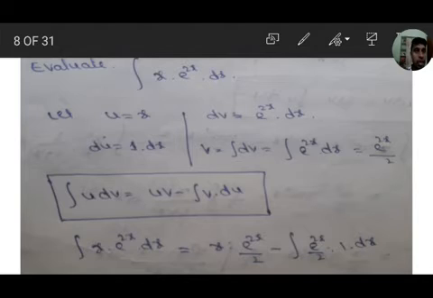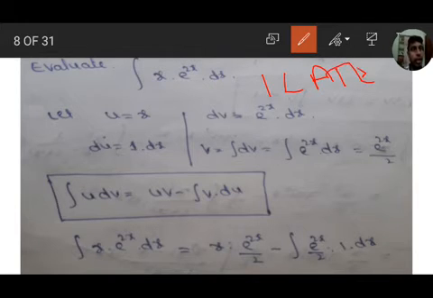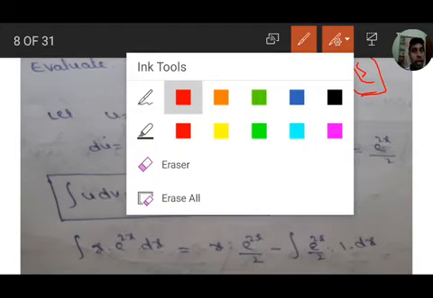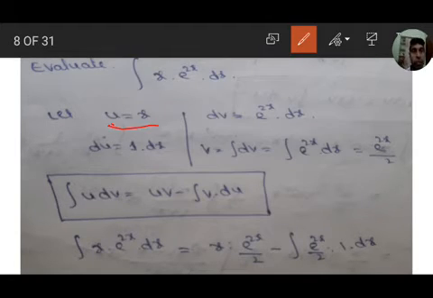Evaluate integration x into e to the power of 2x. ILATE. Here x is the algebraic function, e to the power of 2x is the exponential function. So the algebraic function is coming first and the exponential function is last. So we take the algebraic function u equal to x and dv equal to e to the power of 2x dx. The second function is taken as e to the power of 2x into dx.